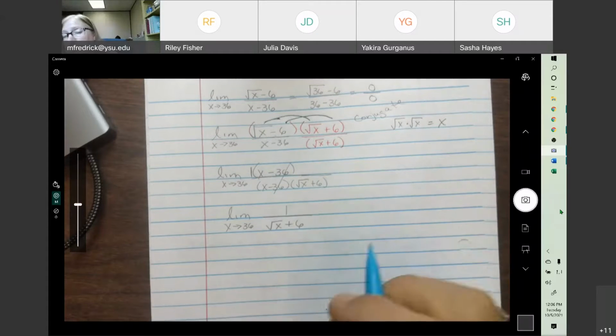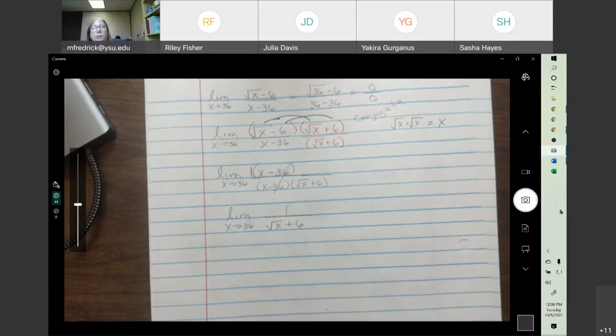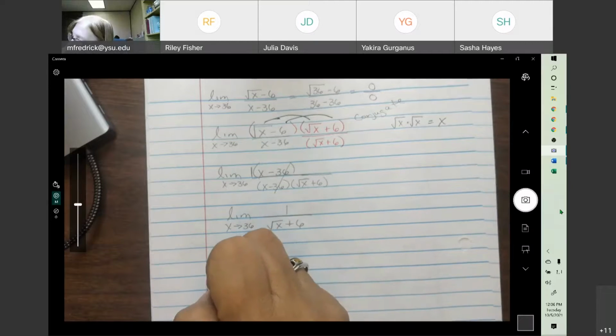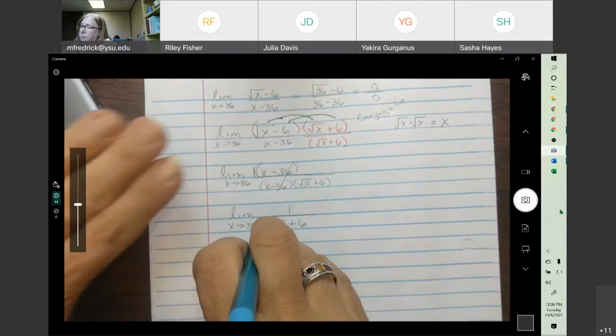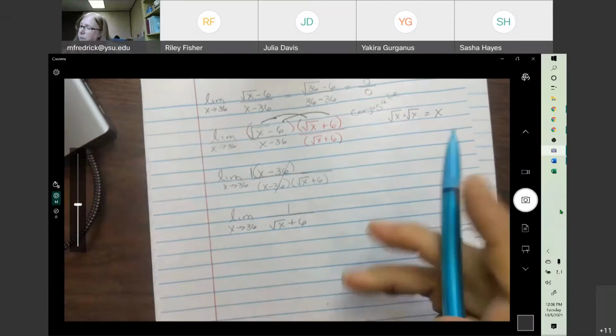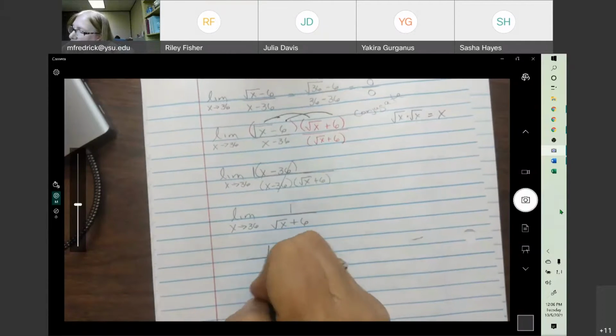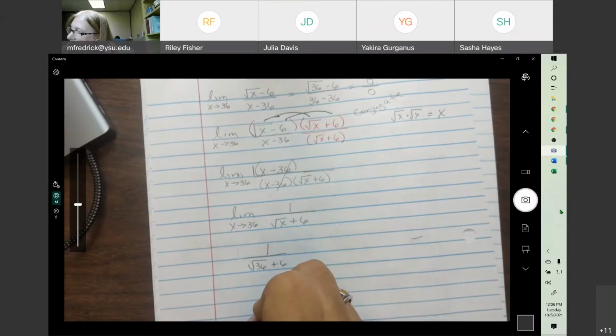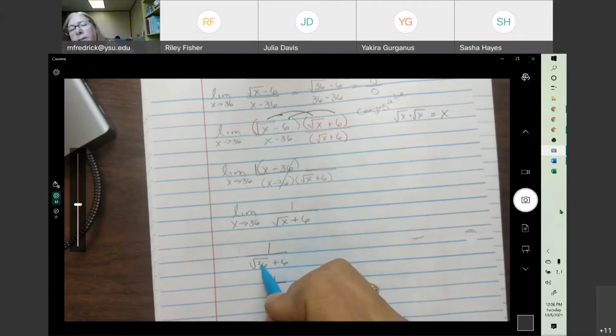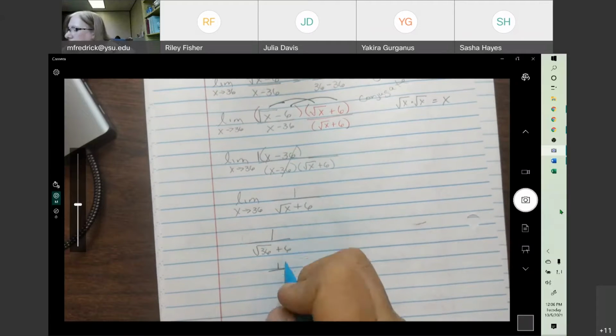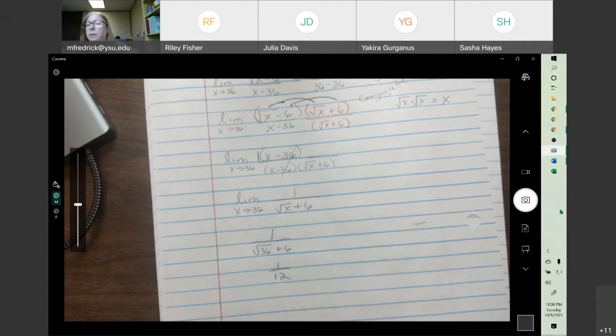Plug in your value. If you plug it in too soon, you're still going to get 0 over 0, and then you know you got to keep reducing. Plug in the 36, the limit will be gone. 1 over the square root of 36 plus 6. Square root of 36 is 6, plus 6 is 12. Any questions on that?